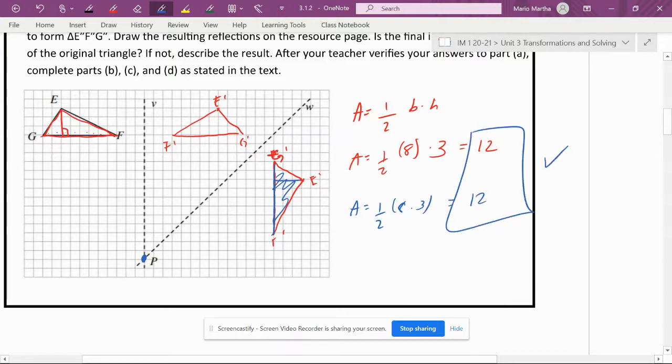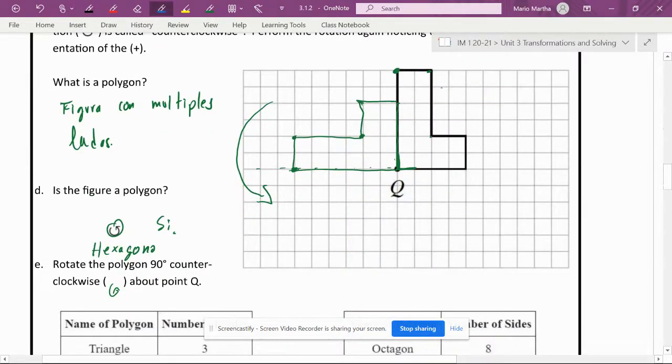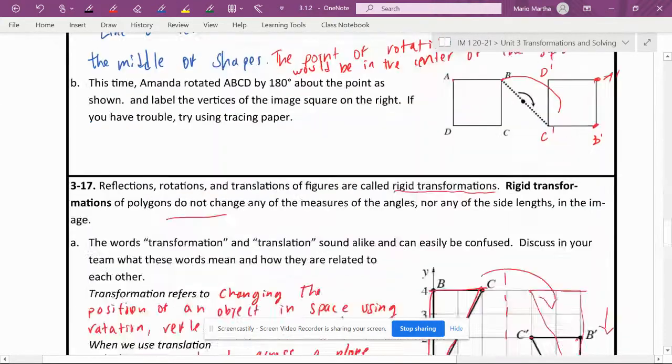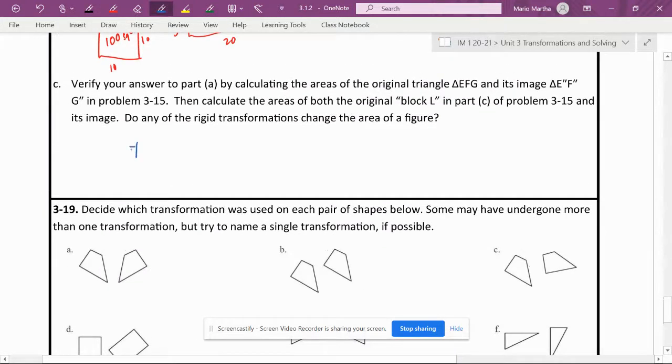So again, this confirms part A, the area. This one's a lot easier if you just count the little squares. You'll figure out that we have 2, 4, 6, 8, and then plus 8. That gives us 16 in total. And then here we have 8 here, and that again is 16, right? So again, the area is always preserved in rigid transformations.